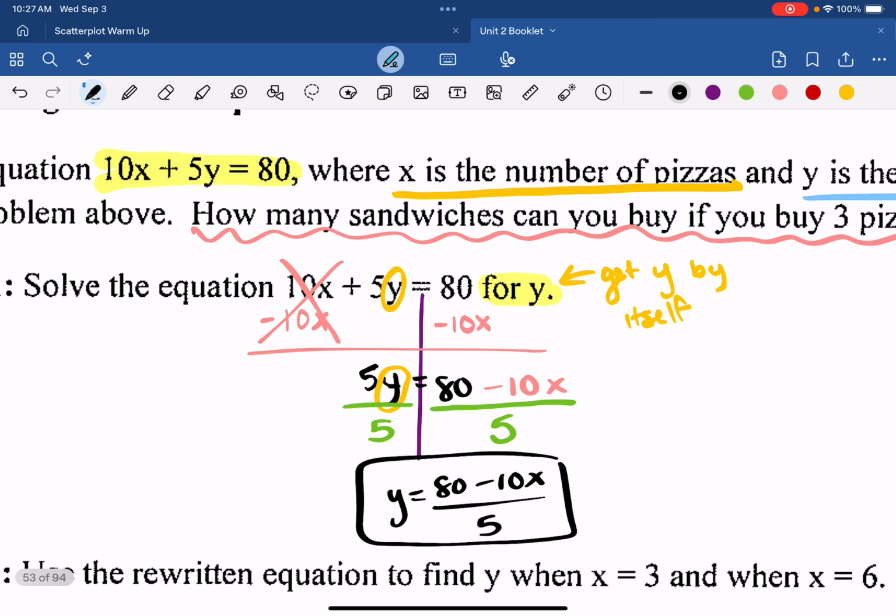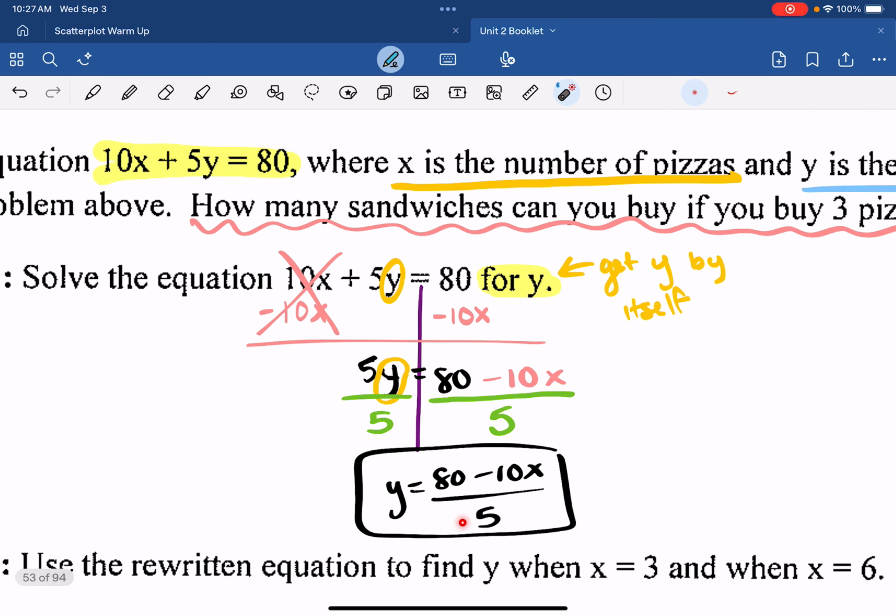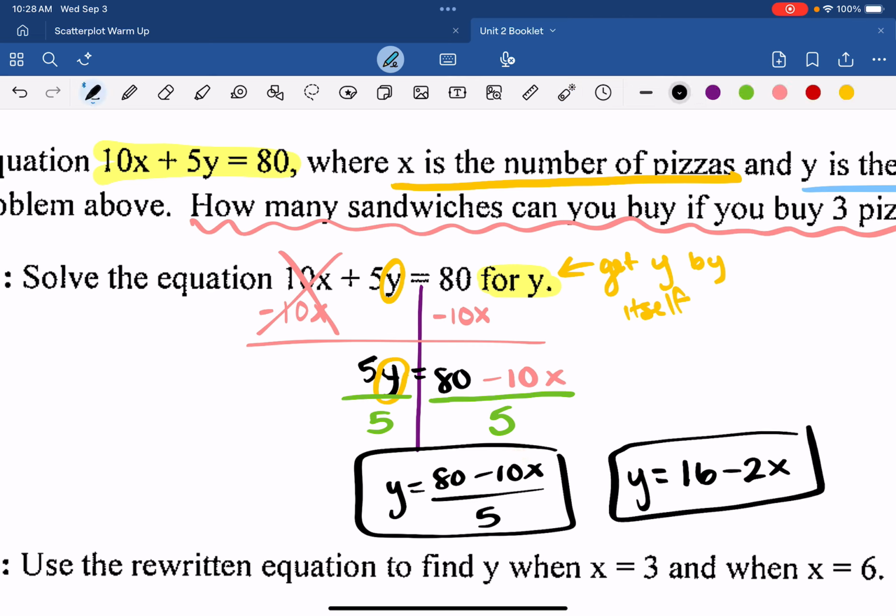Or we could actually simplify this because I can do 80 divided by 5 and I can do negative 10 divided by 5. Those will both give me a nice number. Okay, if they both give you a nice number, we can simplify that. 80 divided by 5 gives me 16. And then negative 10 divided by 5 gives me a negative 2. Okay?